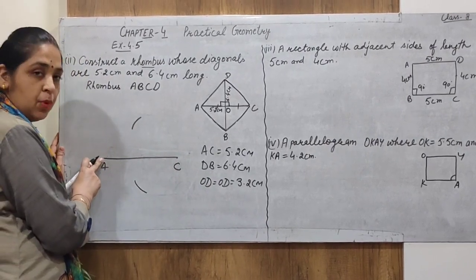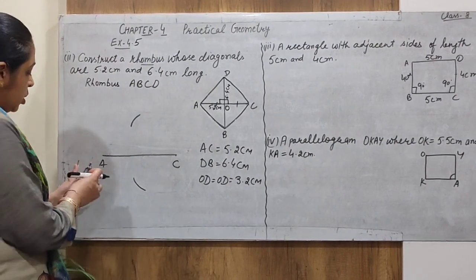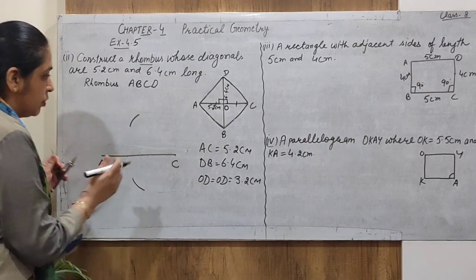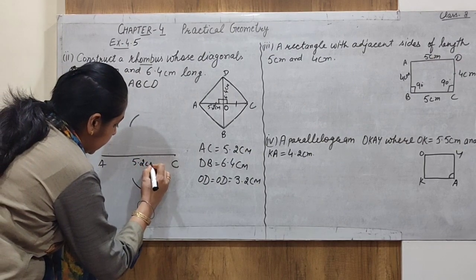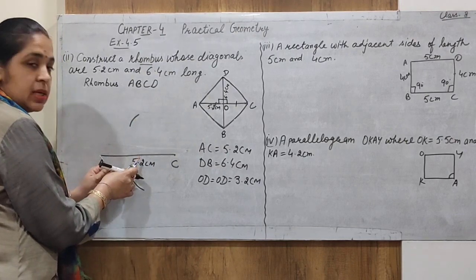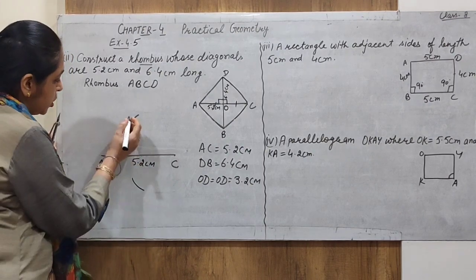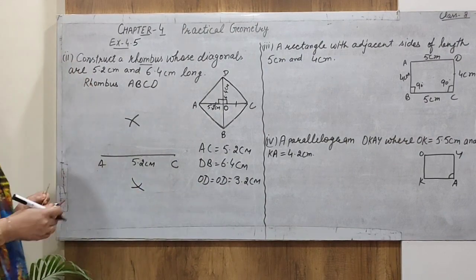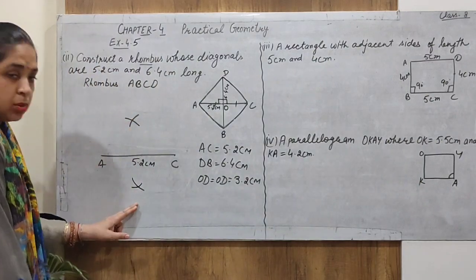Similarly, now consider A as center. Open your compass more than half, approximately, because the length of this line is 5.2 centimeters, so you have to select a little more than 2.6. Draw one more arc on the upper side as well as on the lower side. By this method you can draw a perpendicular line.